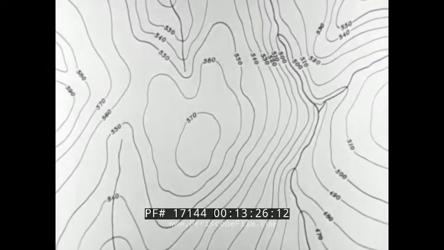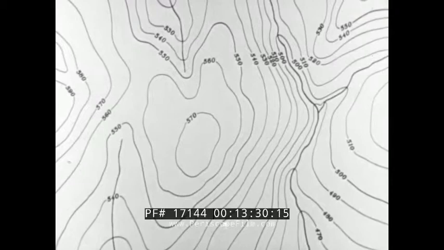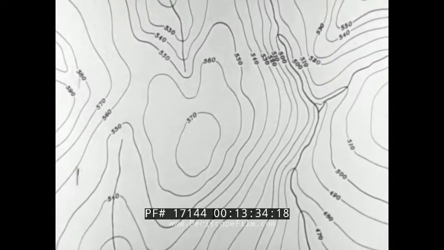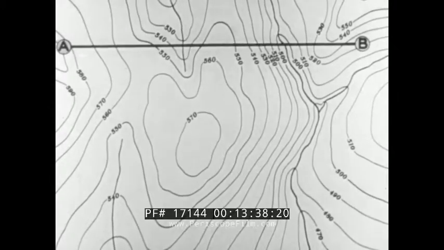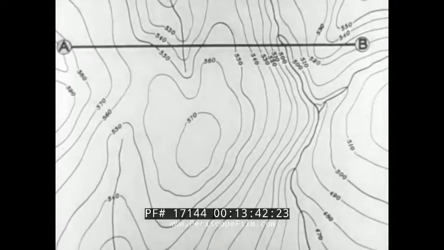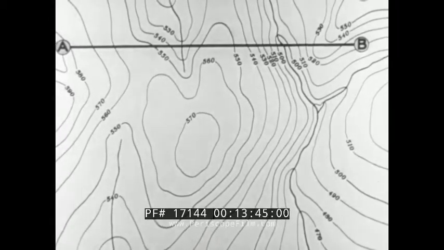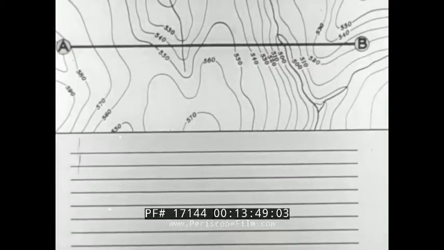A most satisfactory way of visualizing the slopes of any line along the ground is by an examination of its profile. On this map, we shall construct and study the profile of the line AB. Select a piece of paper upon which equally spaced horizontal lines are drawn. Place the upper edge of the paper near and parallel to the line AB.